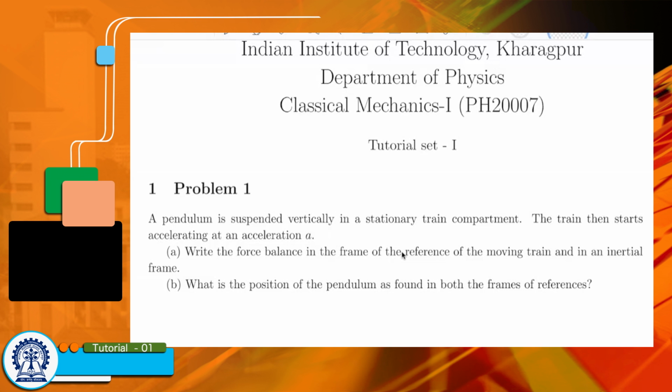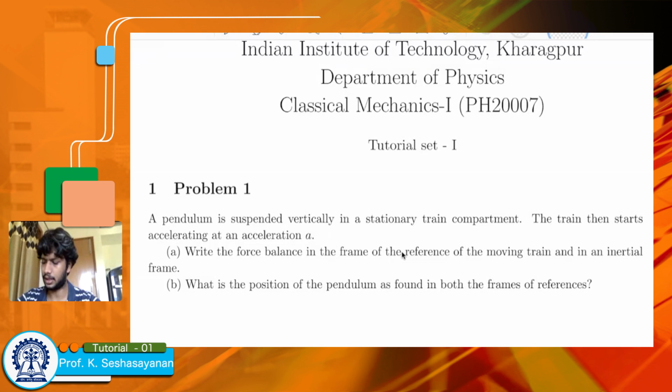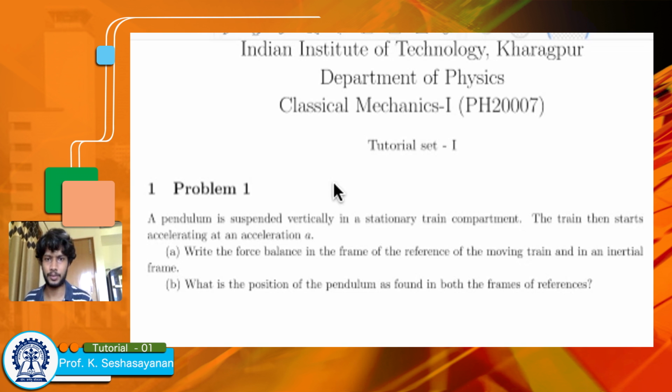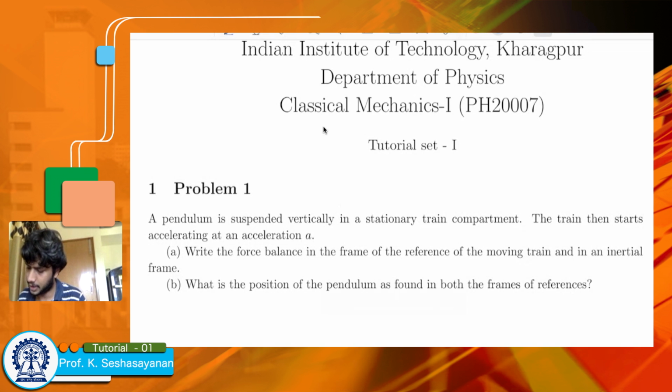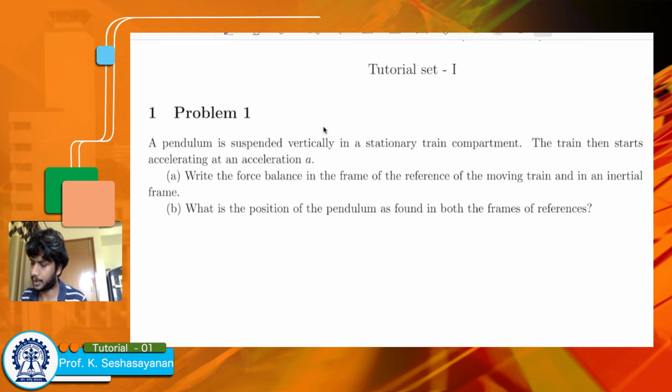Hello everyone, welcome to the first tutorial on classical mechanics, and today we will be looking at problems related to accelerated frames of references. So we'll go to the first problem in the tutorial. A pendulum is suspended vertically in a stationary train compartment. The train then starts accelerating at an acceleration A. Write down the force balance in the frame of reference of the moving train and in an inertial frame of reference.